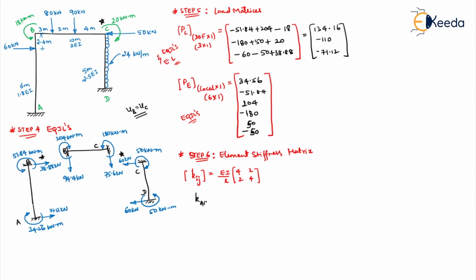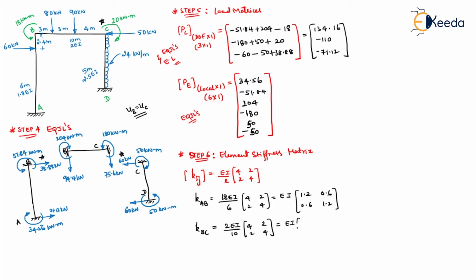First one will be KAB. So what will it be? EI. How much is this? 1.8 EI by L, L is 6, 4, 2, 2, 4. So on simplification, what will you get? EI into 1.2, 0.6, 0.6 and 1.2. Coming to the second member, that's your BC. So what's your EI there? 2 EI. The length is 10. 4, 2, 2, 4. So how much will you get? EI into 0.8, 0.4, 0.4 and 0.8.